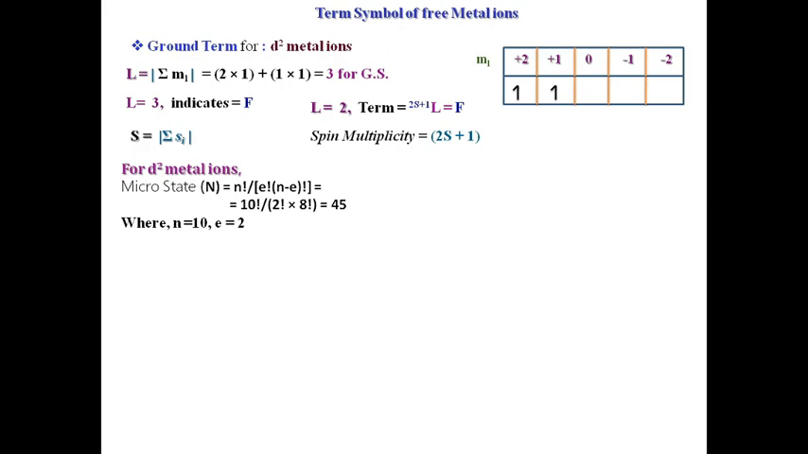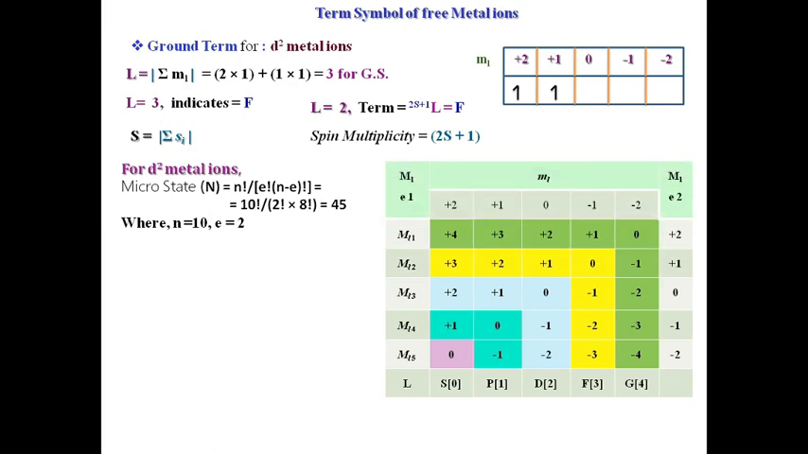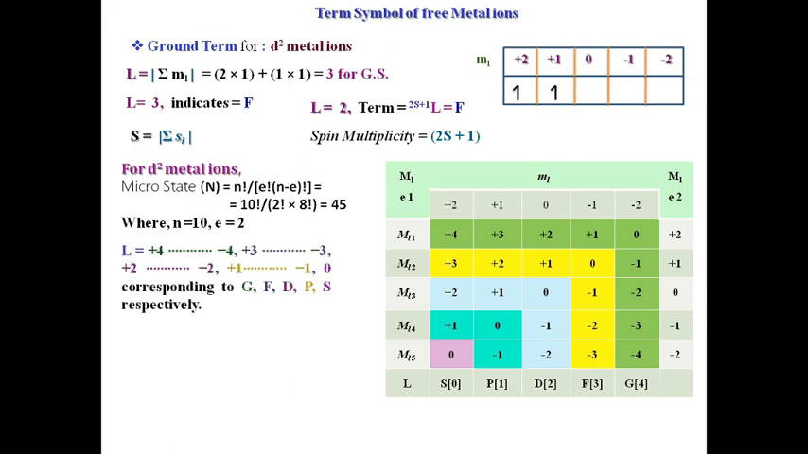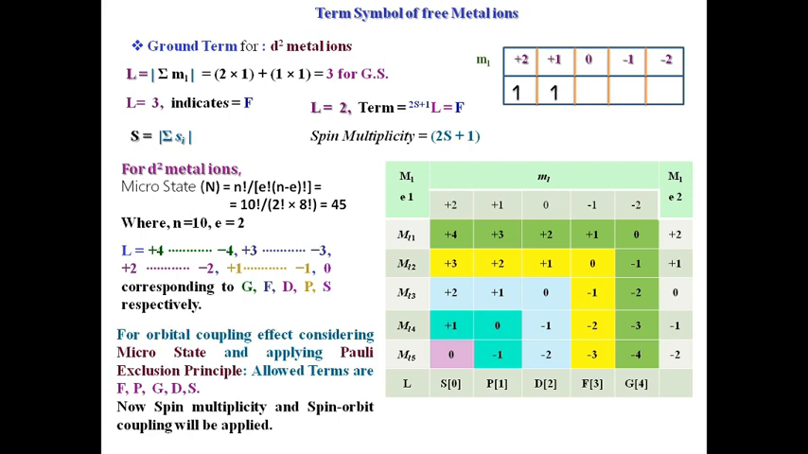And the orbital angular quantum number capital L, found from small l coupling, has values shown in the table that are plus 4 to minus 4, which generate the term G, plus 3 to minus 3, which generate term F, plus 2 to minus 2, which generate term D, plus 1 to minus 1, which generate term P, and for 0, which generates term S.